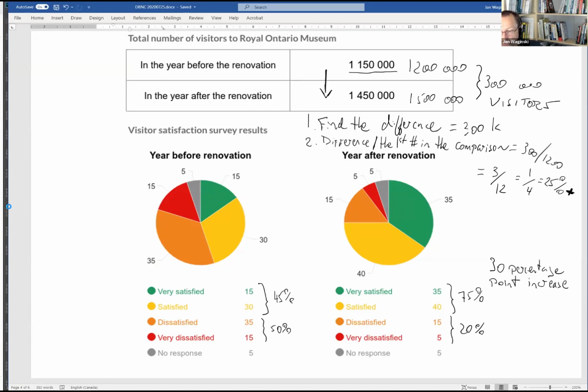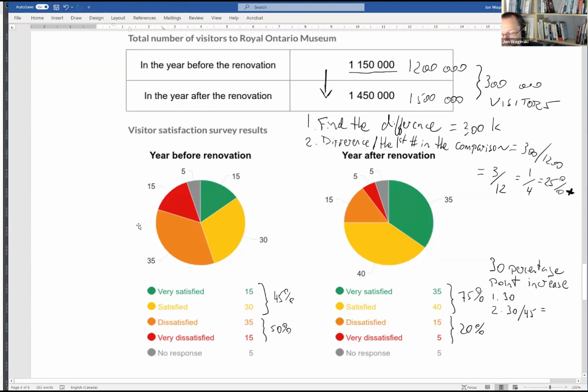So Dina, how did you get that number? Let's just follow the formula, see what happens. So step one, now for the satisfied group. It is 75 minus 45 equals 30. So that's our first step. Find the difference. And then 30 we'll divide by 45. Yeah, so the first number, which represents the earlier time period.